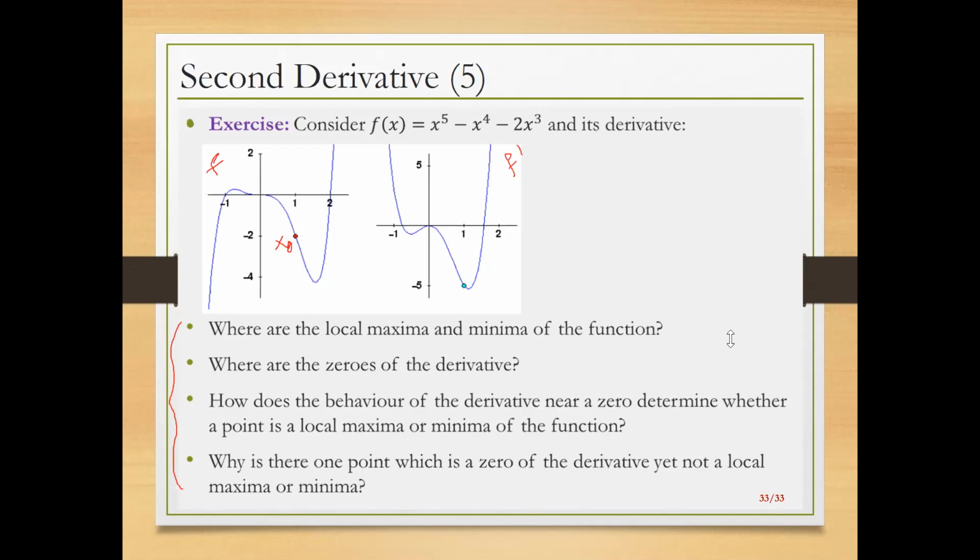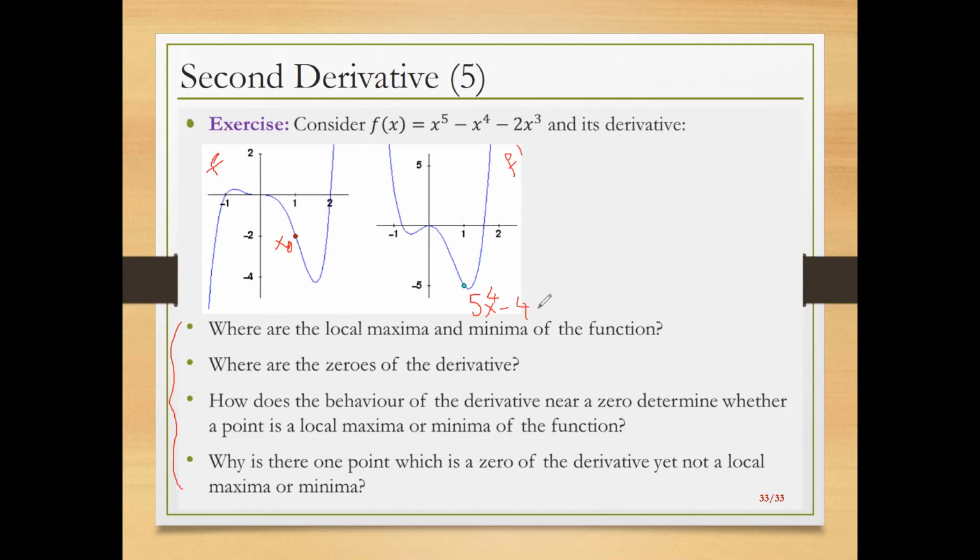Okay, let's see. Danyar Musa. Yes, I'm here. Please, could you answer the first question? Where are the local maxima and minima of this function? To do this, we should first find the critical points of the function, find the derivative, 5x to the power 4 minus 3x to the power 3 minus 6x to the power 2, and equate it to 0.